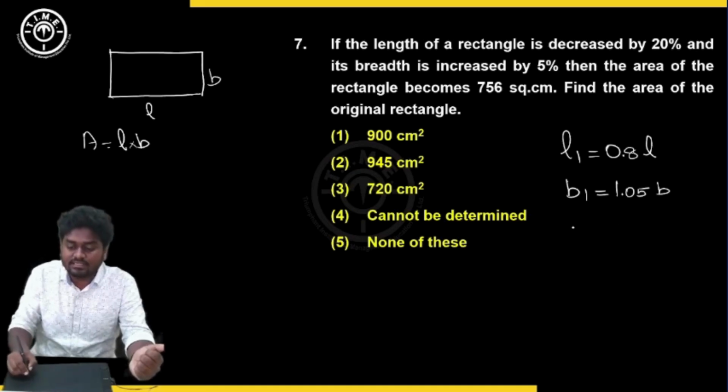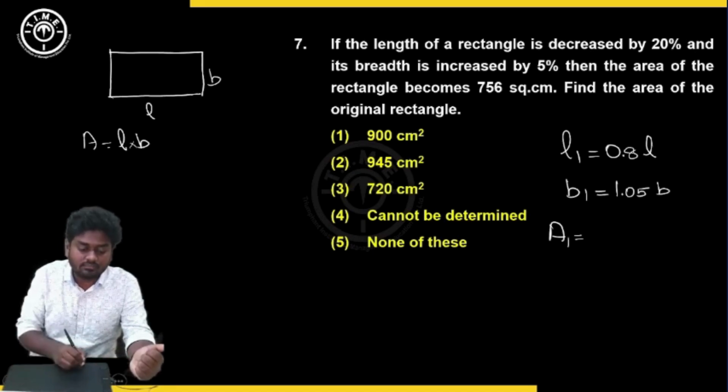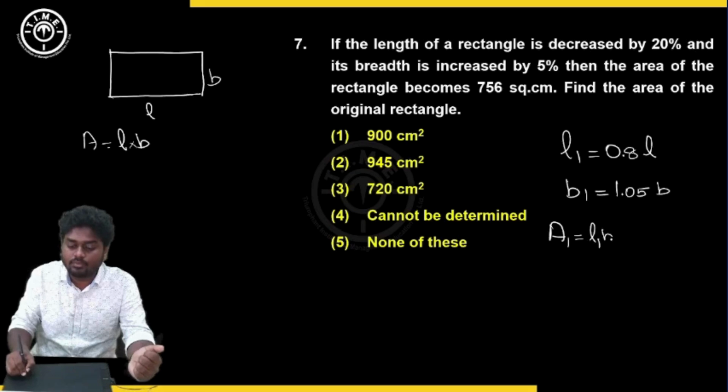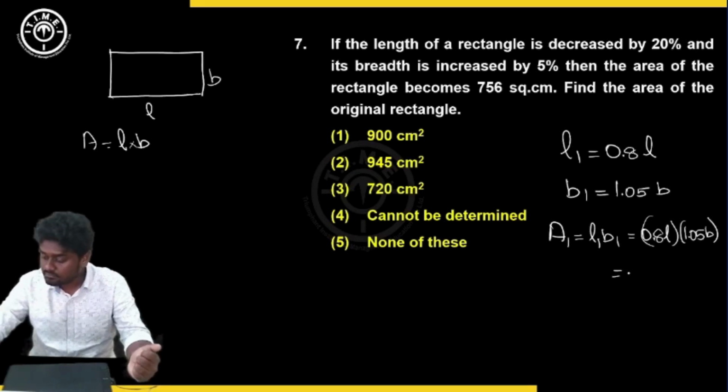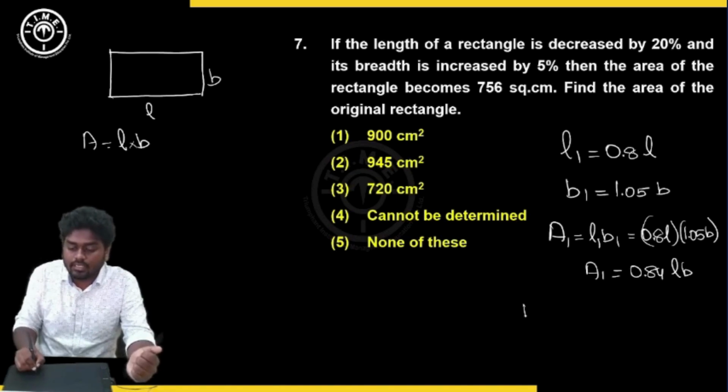Listen carefully, guys. Here the value of A1 that is given is 756. We know what A1 is: it's L1 into B1, that is 0.8 L into 1.05 B. When we multiply this, we get 0.84 LB, which is equal to A1. We know the value of A1 is 756, which is equal to 0.84 LB.